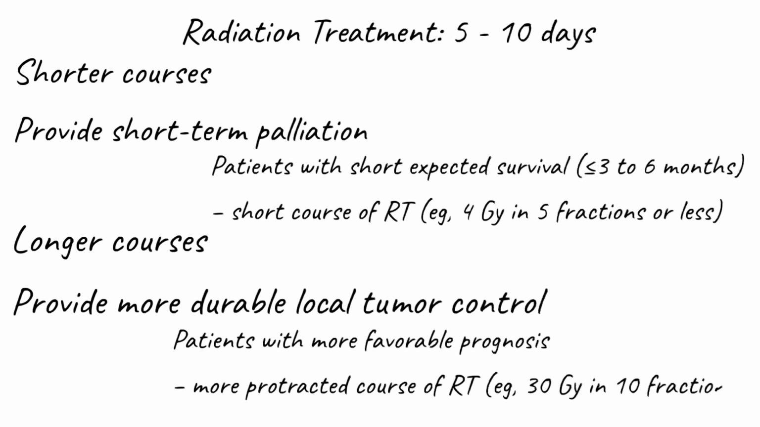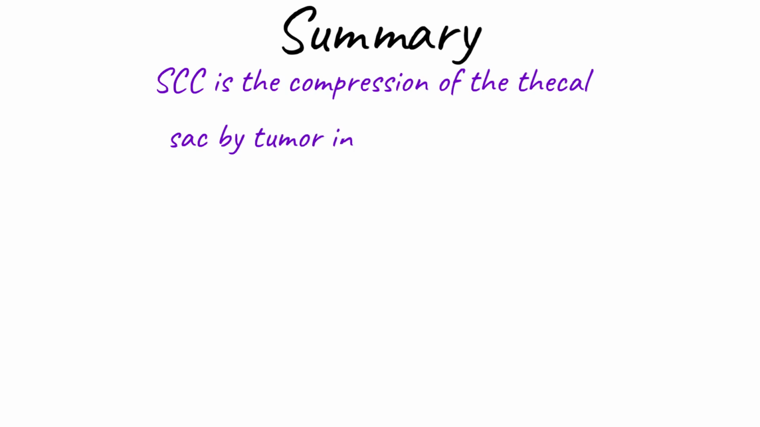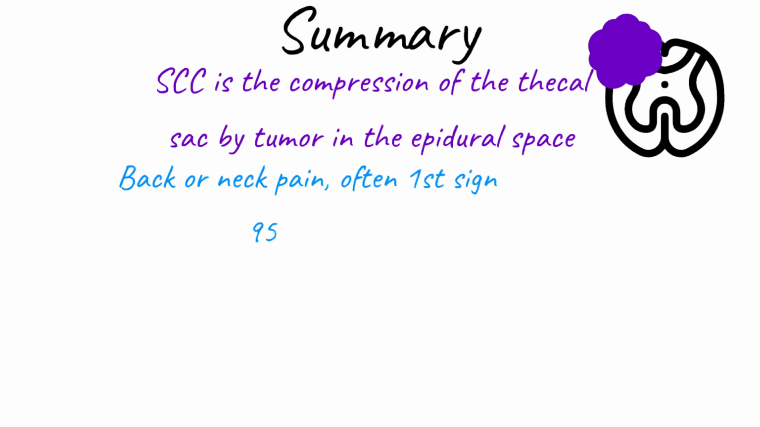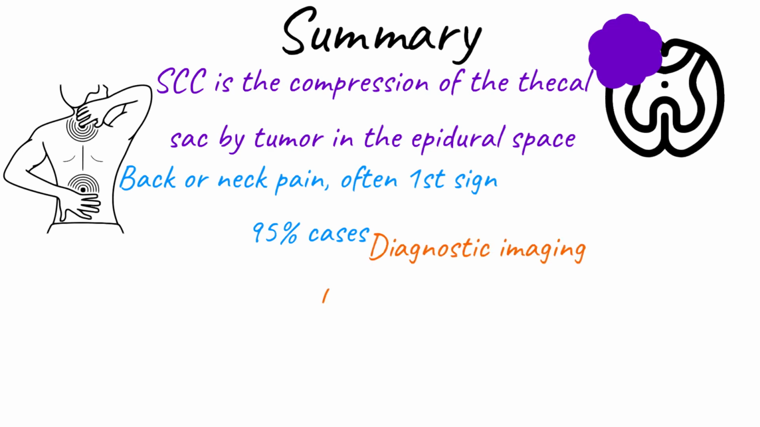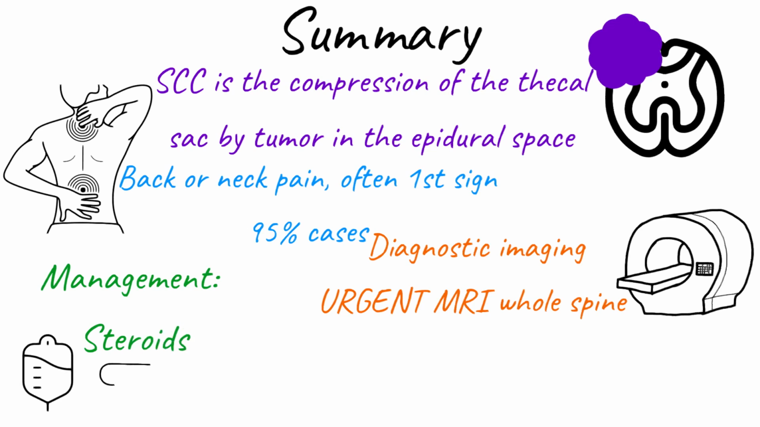In summary, spinal cord compression is defined as a compression of the thecal sac by tumor in the epidural space. Back or neck pain are often the first sign of spinal cord compression, and it occurs in up to 95% of cases. We will order an urgent MRI of the whole spine. The management will include steroids. This is dexamethasone 10 mg IV once, followed by dexamethasone 4 to 8 mg PO or IV Q6 hours. And we will consult the spine surgical service and radiation oncology.